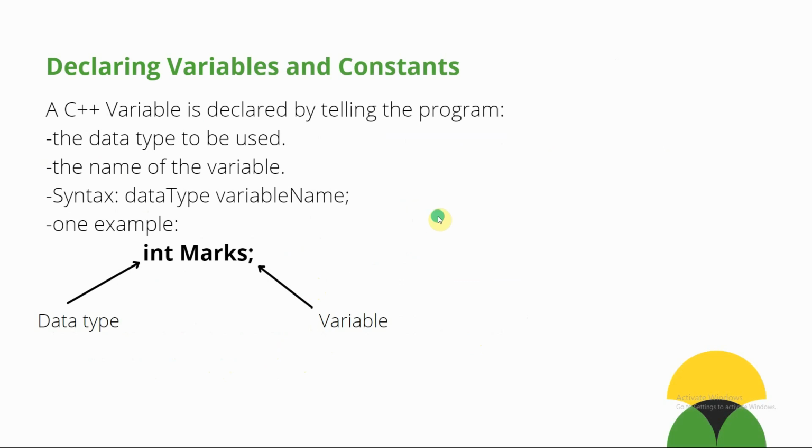Now for declaring variables and constants. A C++ variable is declared by telling the program the data type to be used and the name of the variable. So the syntax is data type and variable name. For example, int is the data type and the variable name is this one. After the declaration, you need to add a semicolon at the end of this command line.